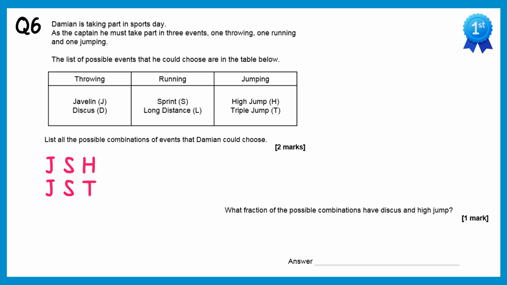So we'll change it to javelin and long distance. So javelin, long distance, high jump, javelin, long distance, triple jump. We've now done all of the combinations that start with javelin, so we'll move on to discus from the first box.